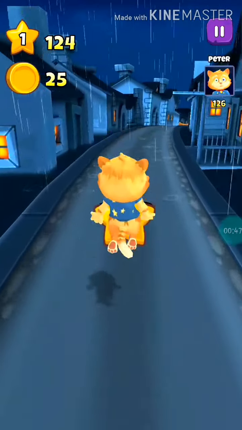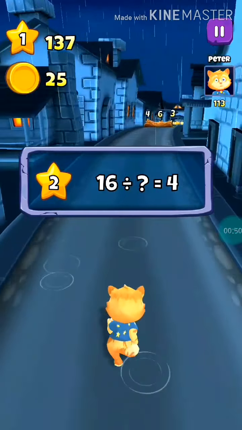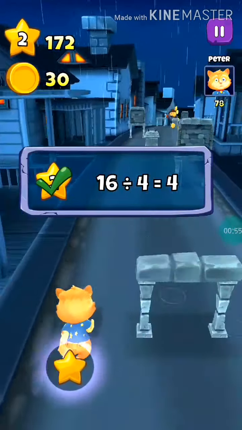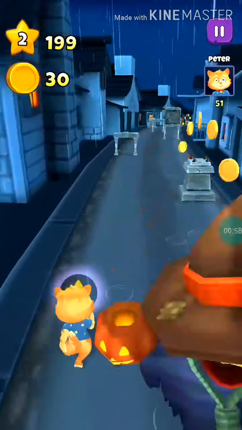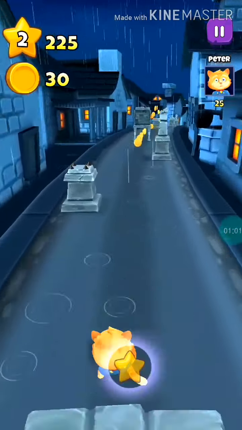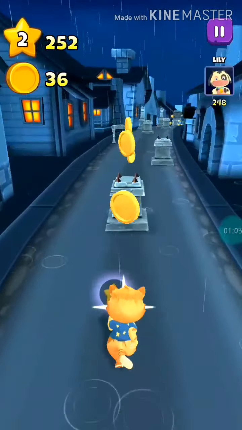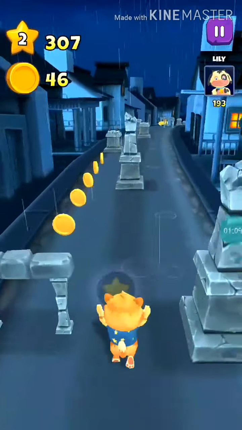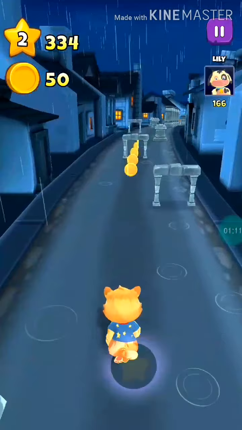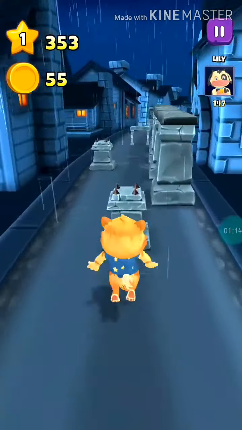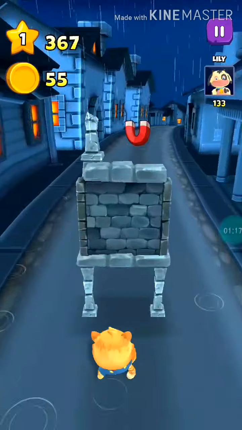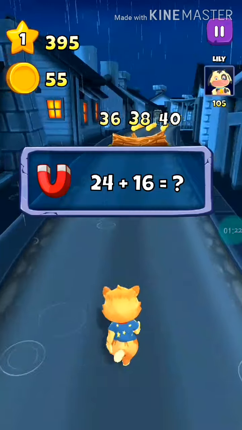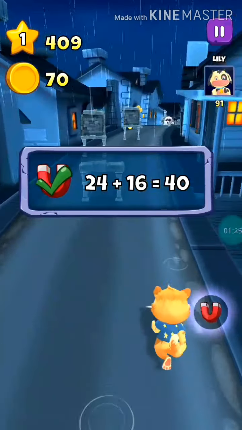When you just start the game, you have to take this: 16 divided by blank equals 4. The answer will be 4, so I have to jump from the 4th side. Again I am playing in this way. I have to jump, and side by side you have to collect the coins also while you play. As I have already played it earlier, that's why the level is so fast. Otherwise, 24 plus 16, what is the answer? The answer is 40, so I will jump from here.